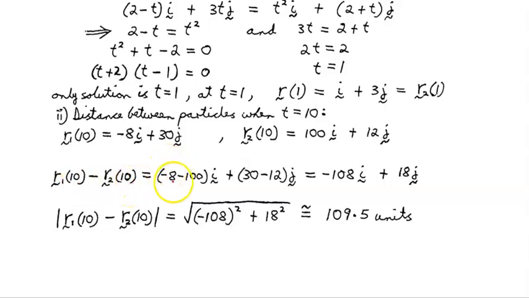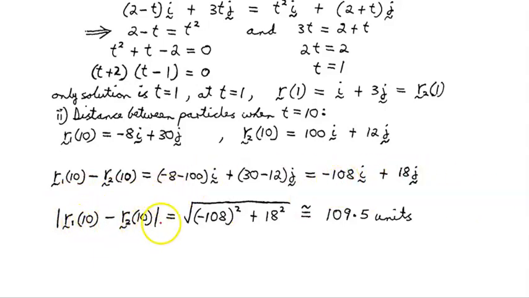You could do it either way, you'll just get different signs, not that it's going to matter, as you'll see shortly. When we do that, we have minus 8 minus 100 in the i direction, 30 minus 12 in the j direction. That gives us minus 108i plus 18j. Now that's the displacement vector. To find the distance, we need to find the magnitude. Distance is a scalar, displacement is a vector. Displacement has both distance and direction, whereas we just want the distance part.